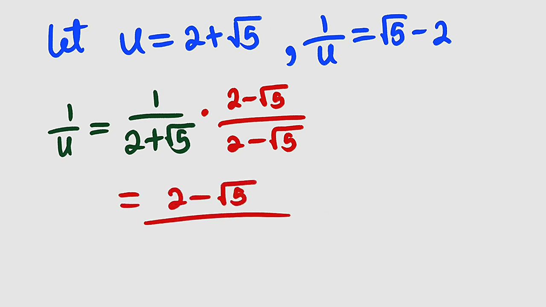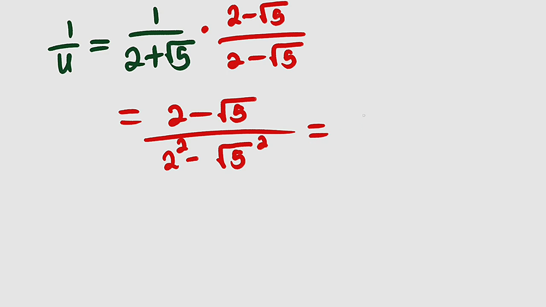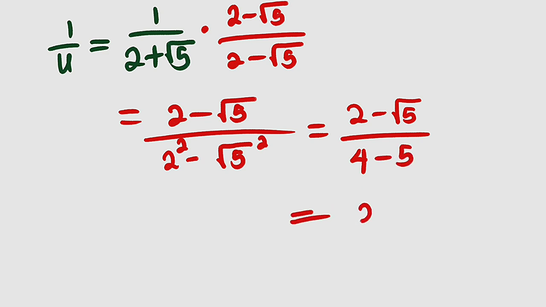And the bottom is just the difference of two squares. You see, this is plus, this is minus. That is just the difference. So you take the first term, you square that, you subtract, you take the second term, you also square that. This will be (2 − √5) divided by 2 squared, which is 4, minus the square root of 5 squared, which is 5. And this is equal to (2 − √5) divided by −1.